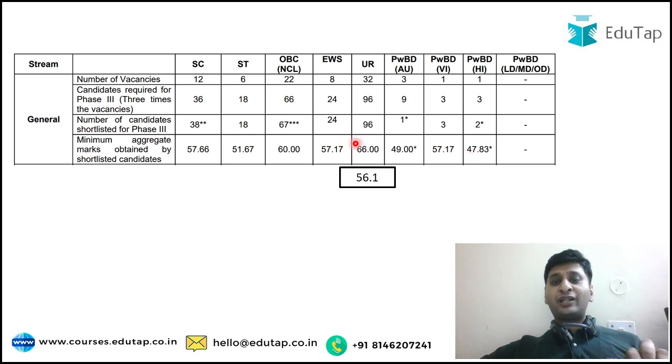For unreserved category, it is 66. For others, they are lower, right? You can see 57 point something for SC, 51 point something for ST, and 60 for OBC. Now the question would be that there were two papers of 100 marks each, 100 for paper 1, 100 for paper 2. How come the cutoff can be 66?